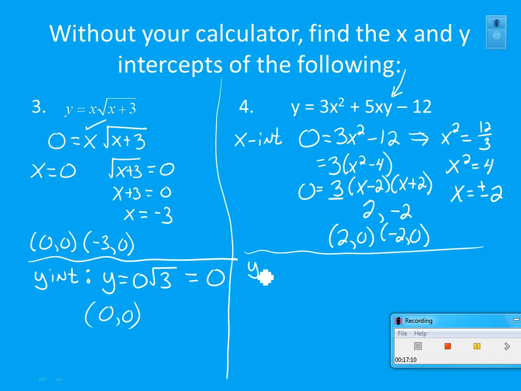Here's my y-intercept. Once again, I'm going to let x be 0. And if I do that, I got y equal 0 plus 0 minus 12. So it looks like my y-intercept is going to be (0, negative 12).